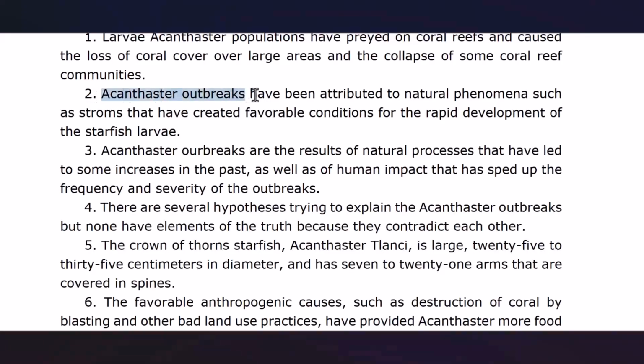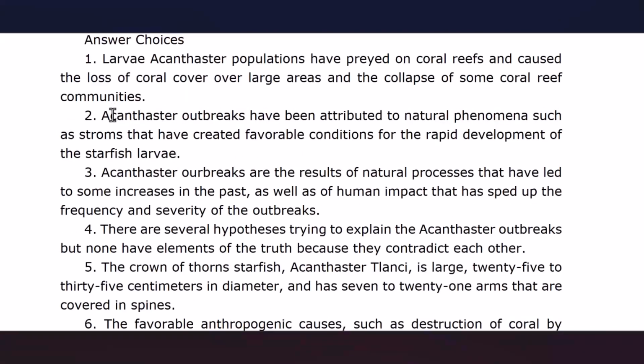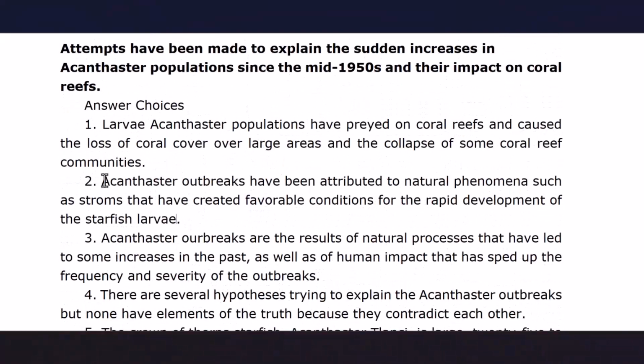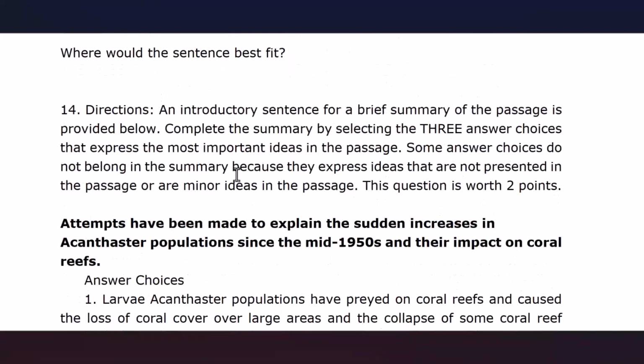Option 2, acanthaster outbreaks have been attributed to natural phenomena such as the storms that have created favorable conditions for the rapid development of the starfish larvae. This option seems correct, but in order to make sure we check the passage, and before that, the main idea of option 2 is that storms provide favorable conditions for the starfish larvae to grow, for the rapid development of the starfish larvae. Okay.